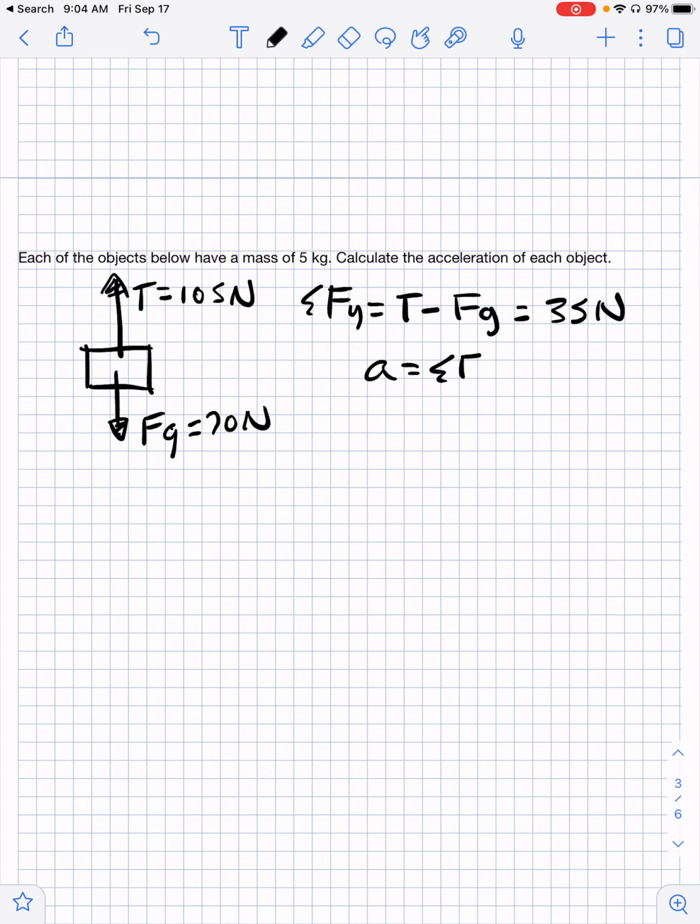Newton's second law says that acceleration is the net force divided by the mass. So we plug in our net force, which is 35 newtons, divided by the mass, which is 5 kilograms. So my acceleration is equal to 35 divided by 5, which is 7 newtons per kilogram.